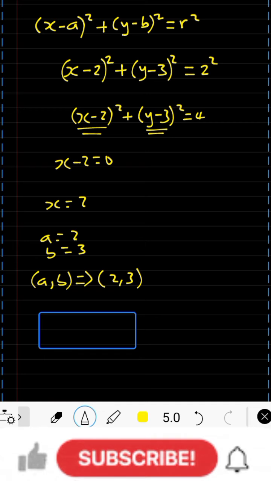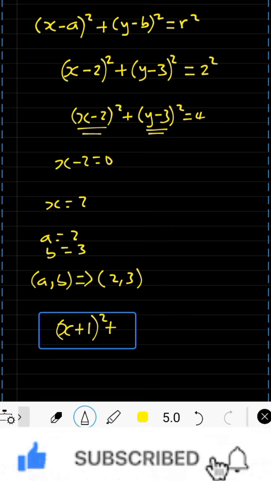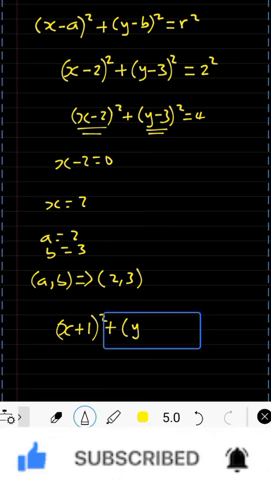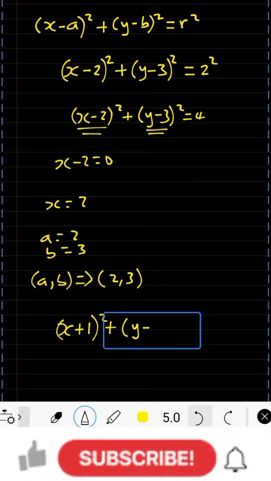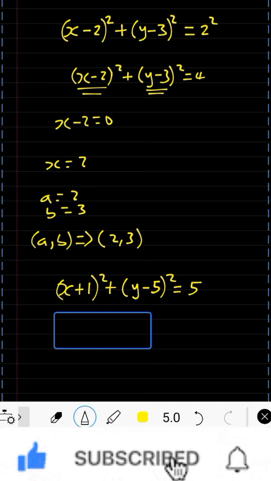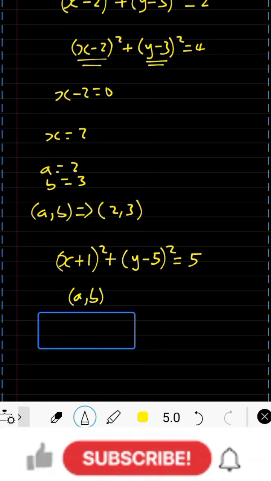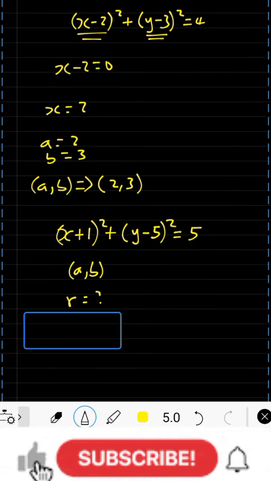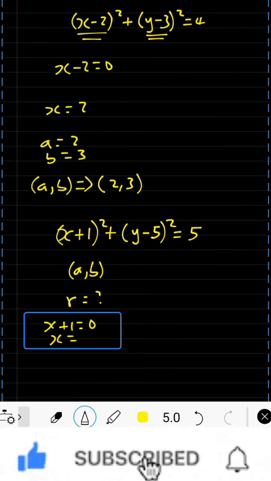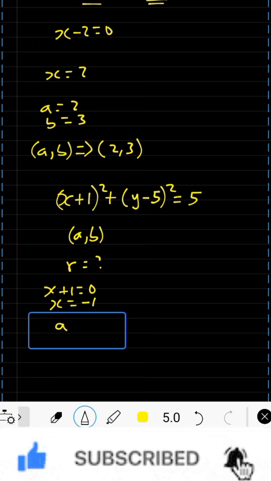If we have a circle like this, x plus 1 squared, then plus y minus 5 squared is equal to 5. Number 1, find the coordinate of the center of this circle. And number 2, what is the radius of this circle? We have x plus 1 is equal to 0. That means x is equal to minus 1. It means that our A is equal to minus 1.